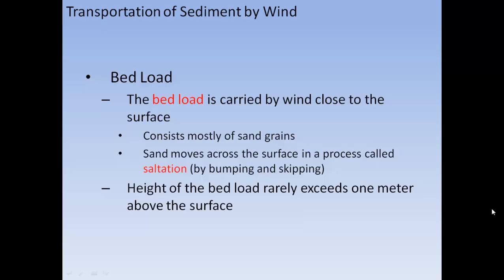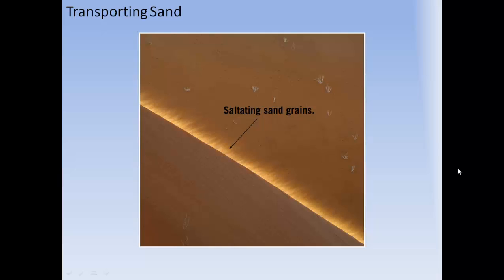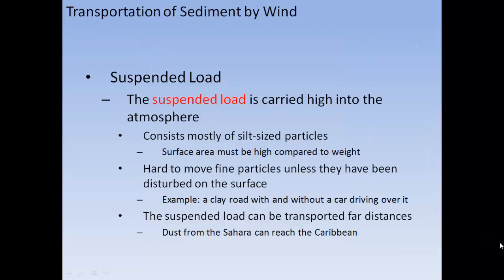The bed load carried by the wind close to the surface consists mostly of sand grains. Sand moves across the surface in a process called saltation, by bumping and skipping. The height of the bed load rarely exceeds 1 meter above the surface. So here's saltation of sand grains that's being blown across the top of the dune.